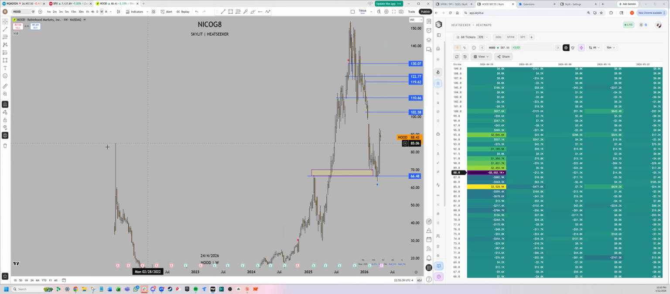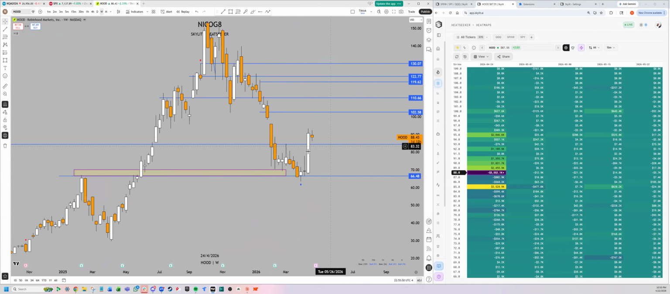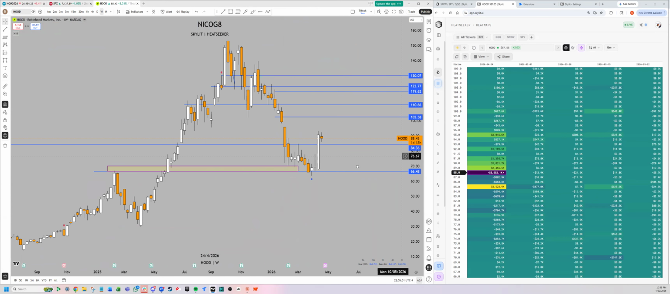I guess I don't know if this wick... Oh, this is the IPO wick. I don't know if that really matters, but yeah, IPO wick over here at 85. And that was a big rejection here as well. So actually, not a bad place to load HOOD.